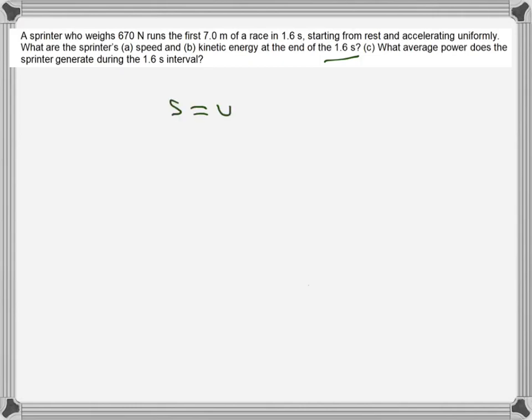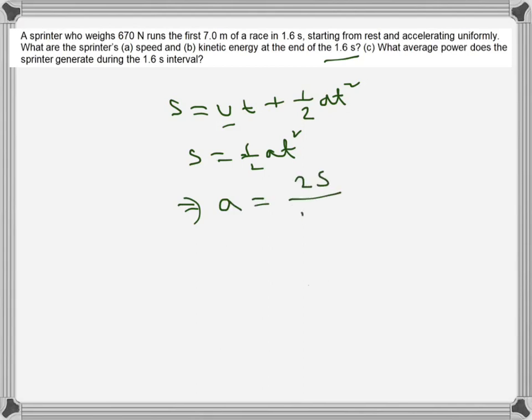If we recall, s equals ut plus half at squared, the equation of motion, a being the acceleration and u being the initial velocity, s is the distance traveled. So initial velocity is 0, so this becomes s equals half at squared. From there we can write a equals 2s over t squared, and s is 7 and t squared is of course 1.6 squared. The result I got is 5.46 meters per second squared.